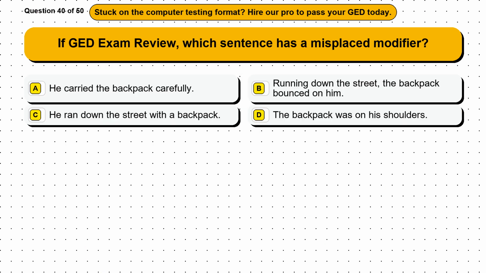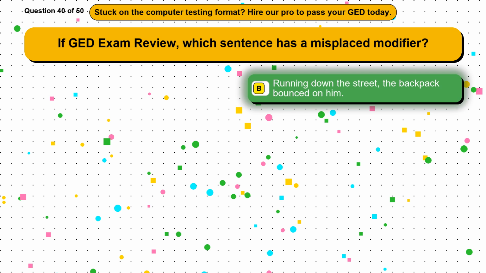Question 40. If GED exam review, which sentence has a misplaced modifier? Option A. He carried the backpack carefully. Option B. Running down the street, the backpack bounced on him. Option C. He ran down the street with a backpack. Option D. The backpack was on his shoulders. The correct answer is option B.